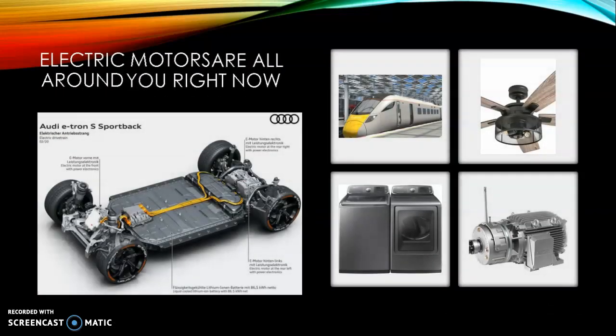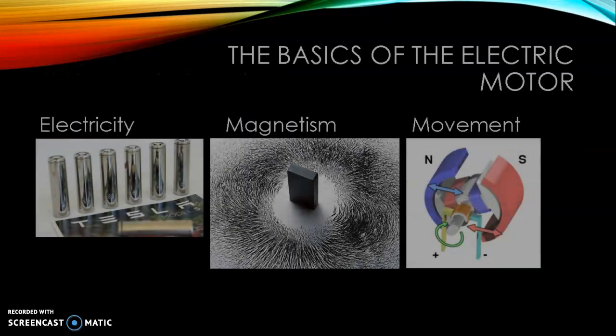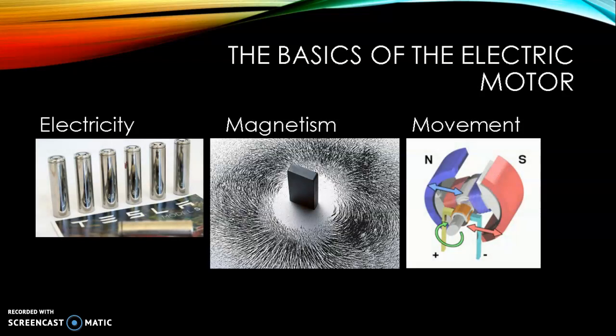From the washer and dryer to the ceiling fan and even electric trains that allow for fast and efficient transportation to happen, electric motors surround us in our everyday lives. To begin today, we're going to decipher how the basic electric motor operates and then move on to the different types of electric motors and how they work, specifically AC and DC motors.